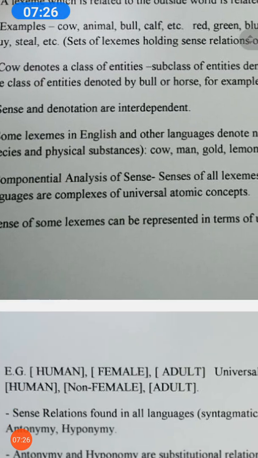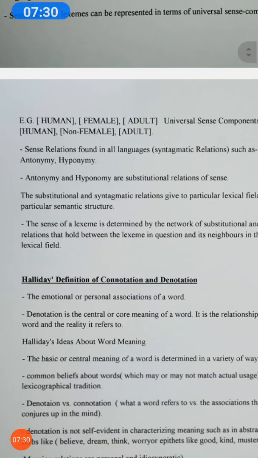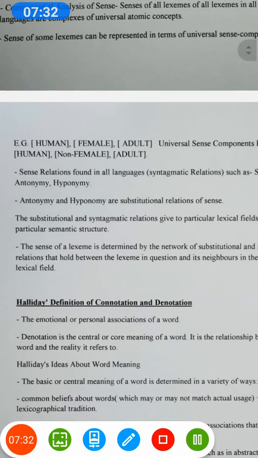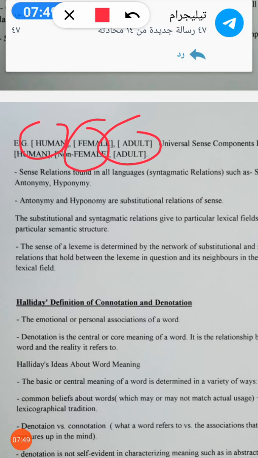So for this reason, for example, here he says that, as you see clearly here, we can use a number of universal semantic components. For instance, we use human, we use female, adult, etc. These are for him universal sense or meaning components. So we can define any lexeme in terms of these components.